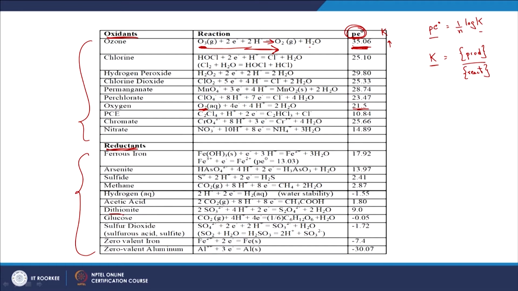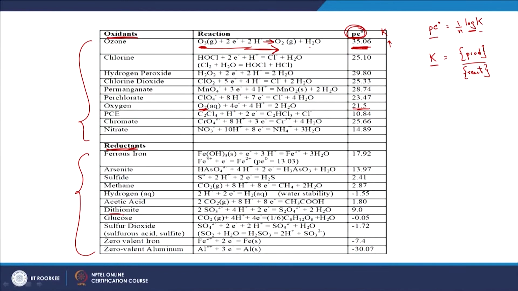While here the P naught value is 21, here it is around 35, but keep in mind that we are talking about logarithmic values. P naught is 1 by n log K. So a difference of 10 here means it is a considerable difference. Keep in mind that P naught values are 1 by n log K, so you need to look at the logarithmic scale.